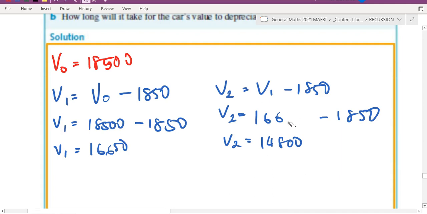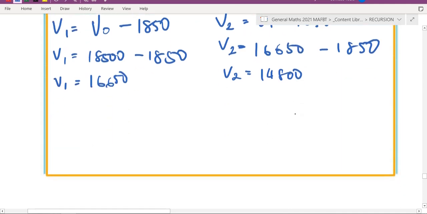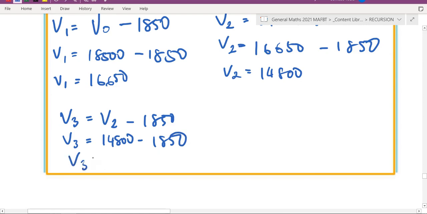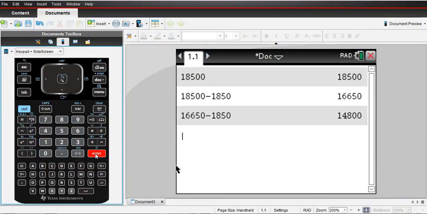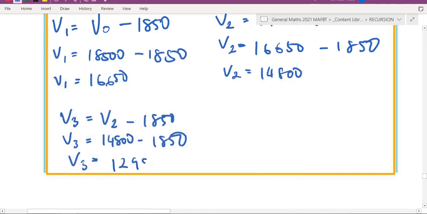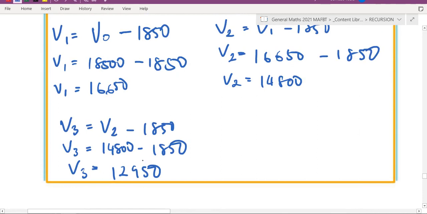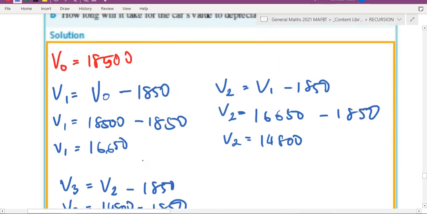Hope you guys are following me so far, and that I'm not going too quick. But V3 would be V2, take away 1850 again. So it just repeats. And V3 is equal to, pressing enter here, 12,950. Easy. Alright, nice and easy. So you have to show your working out like this, otherwise you will not get full marks.